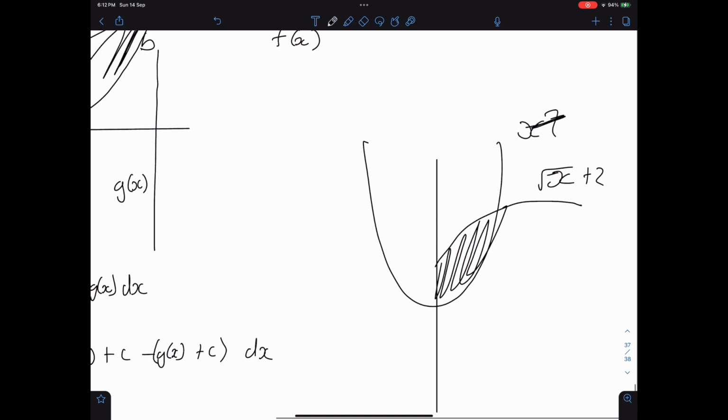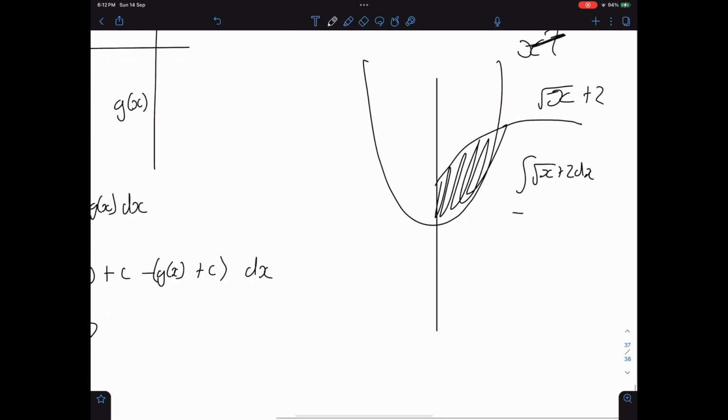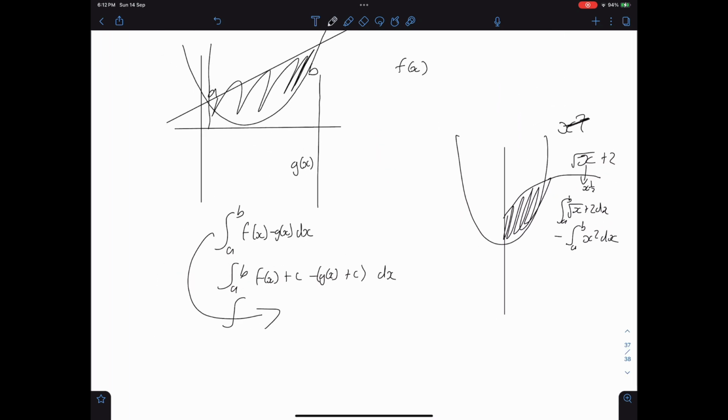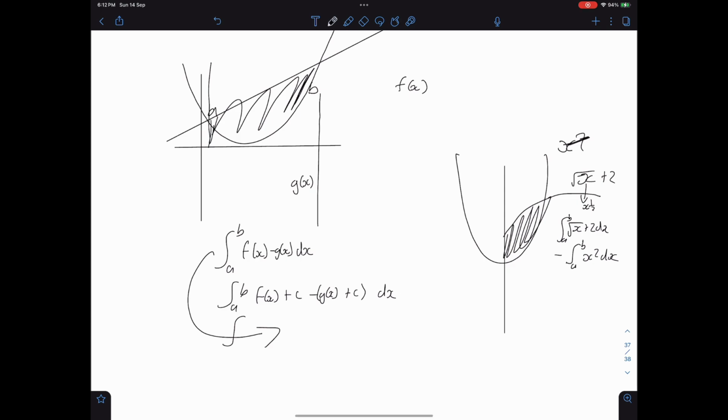And it would be the same thing. You'd do the integral of root x plus 2 dx, which is just x to the power of half, by the way. And then you'd subtract, in between A and B, the integral of x squared dx. And this works because it's like calculating the area of this, right? Because that's the area under that line, and then it's subtracting the area under this curve. So that would give you that remaining area, wouldn't it?